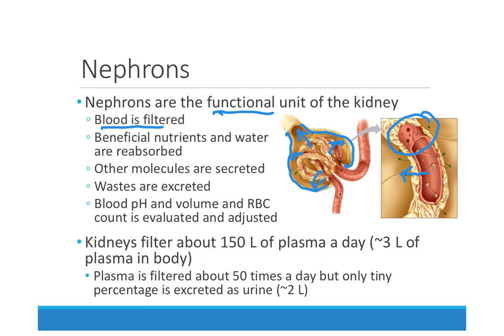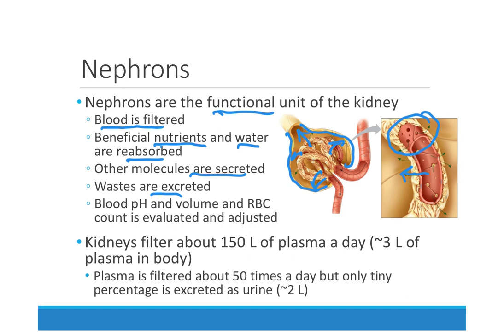Then as this filtrate moves through this tube of the nephron, I'll show you a picture of it in the next slide, various nutrients and water are reabsorbed. So a lot gets thrown out in the beginning and then things are taken back in. Other molecules are added. Any waste products are dumped into the urine.